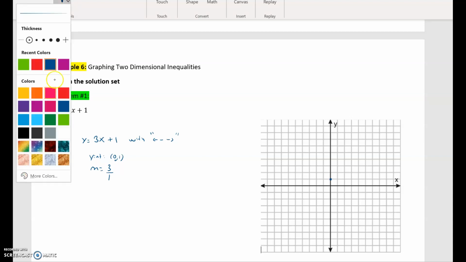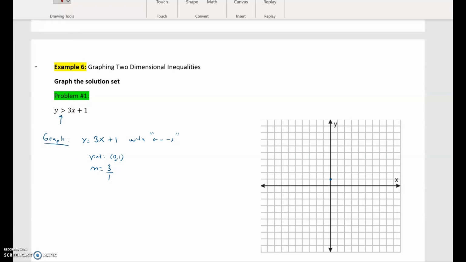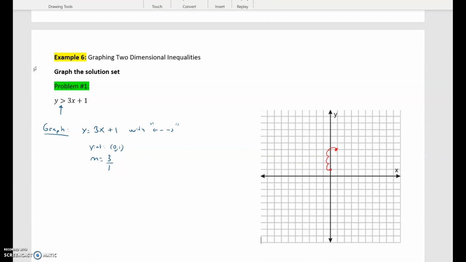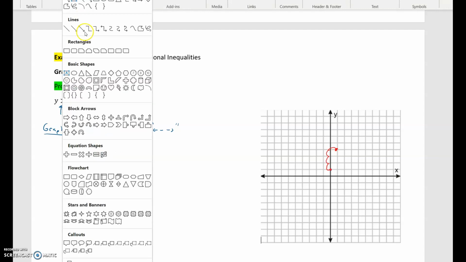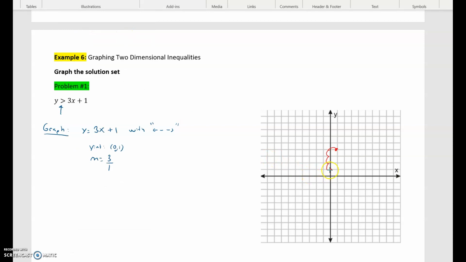And let me use a different color. So 0, 1, it's going to be here. From there, we're going to count 3 units up. So technically 1, 2, 3, and 1 to the right. Now, the next step is crucial because we're basically talking about a line that's going to be dotted. So let me try to use the tools here. And in this case, I'm going to put a line, but our line is going to be dotted.